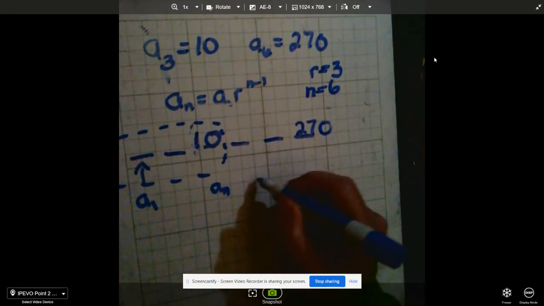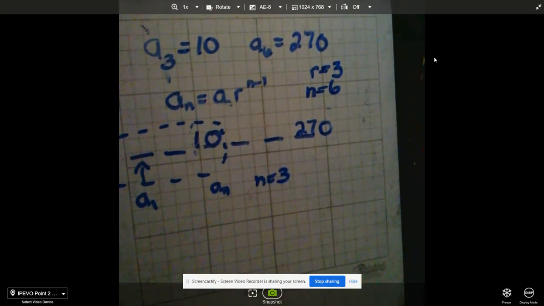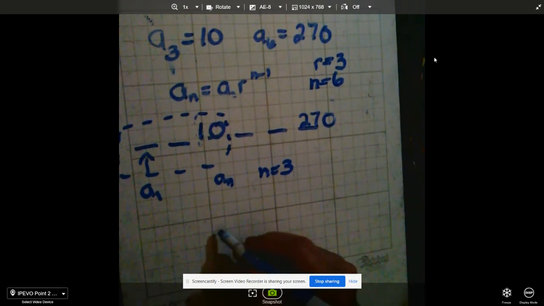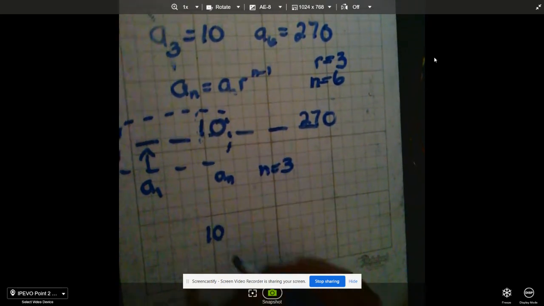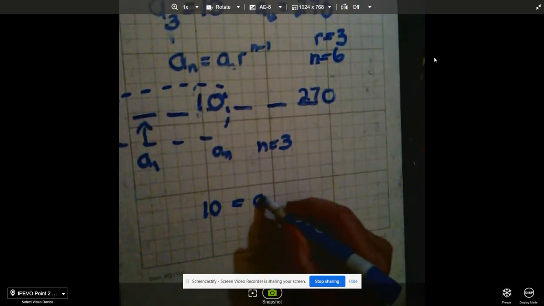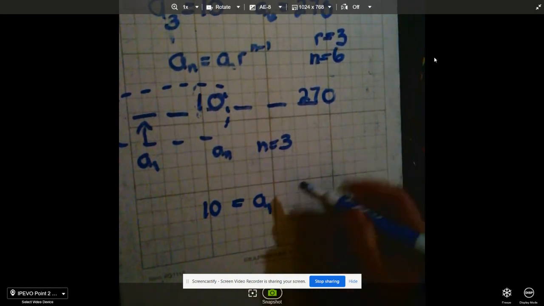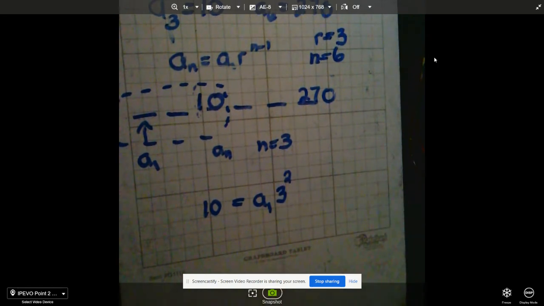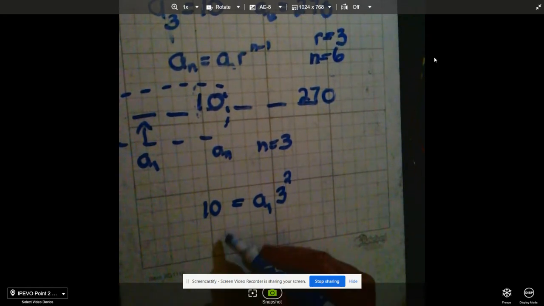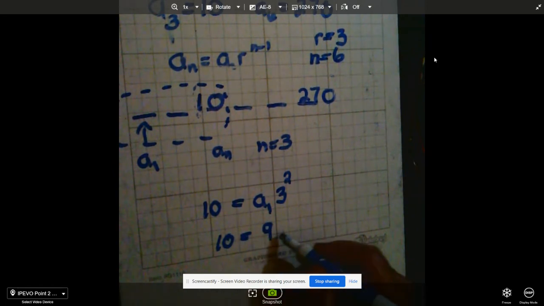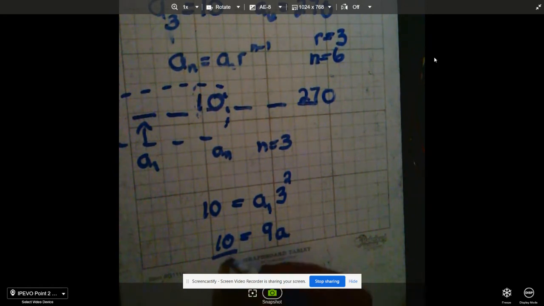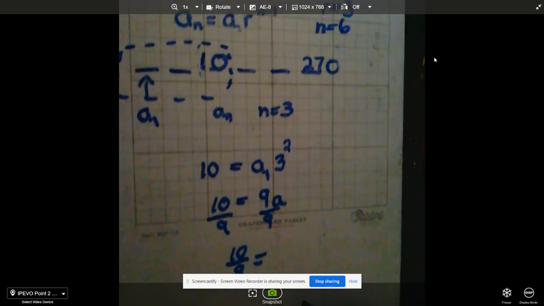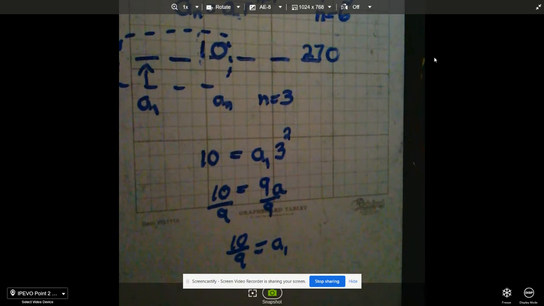So now this is going to be A1. This will be AN, and my N now would be 3. So AN would be 10 equals A1, which is what I don't know. My R we decided was 3, and N minus 1 would be 2. So I have 10 equals 9 times A1. I divide by 9. I know 10 ninths is what my A1 is going to be.